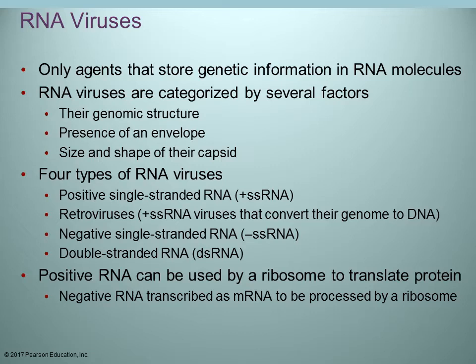There's what we call a positive single-stranded RNA. There are what we call retroviruses, and these have a positive single-stranded RNA, but they're going to convert that to DNA in the process of replication. There's also negative single-stranded RNA, and then there are some double-stranded RNA.